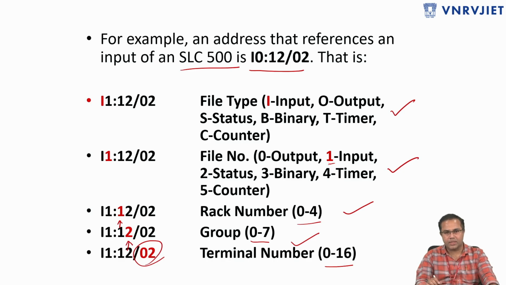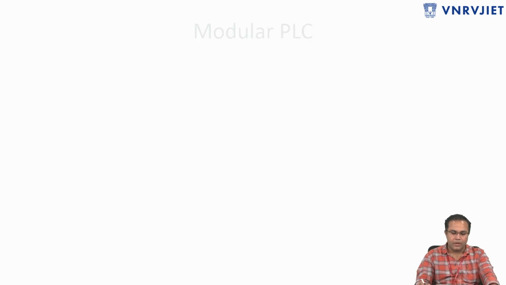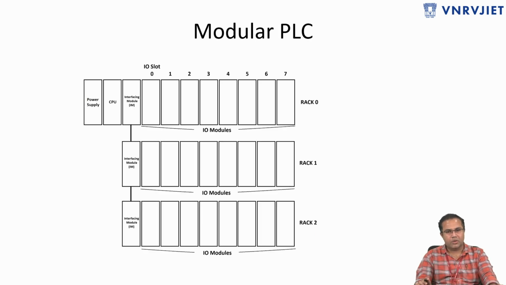Now I'll show you the same diagrammatically. A typical modular PLC will look like this. I have taken 3 racks, rack 0, 1 and 2. Here you can see the first is a power supply module, followed by the CPU module. As you can see, for these 3 racks there is only one CPU, and all these racks are connected with an interfacing module, which we can call the IM module.